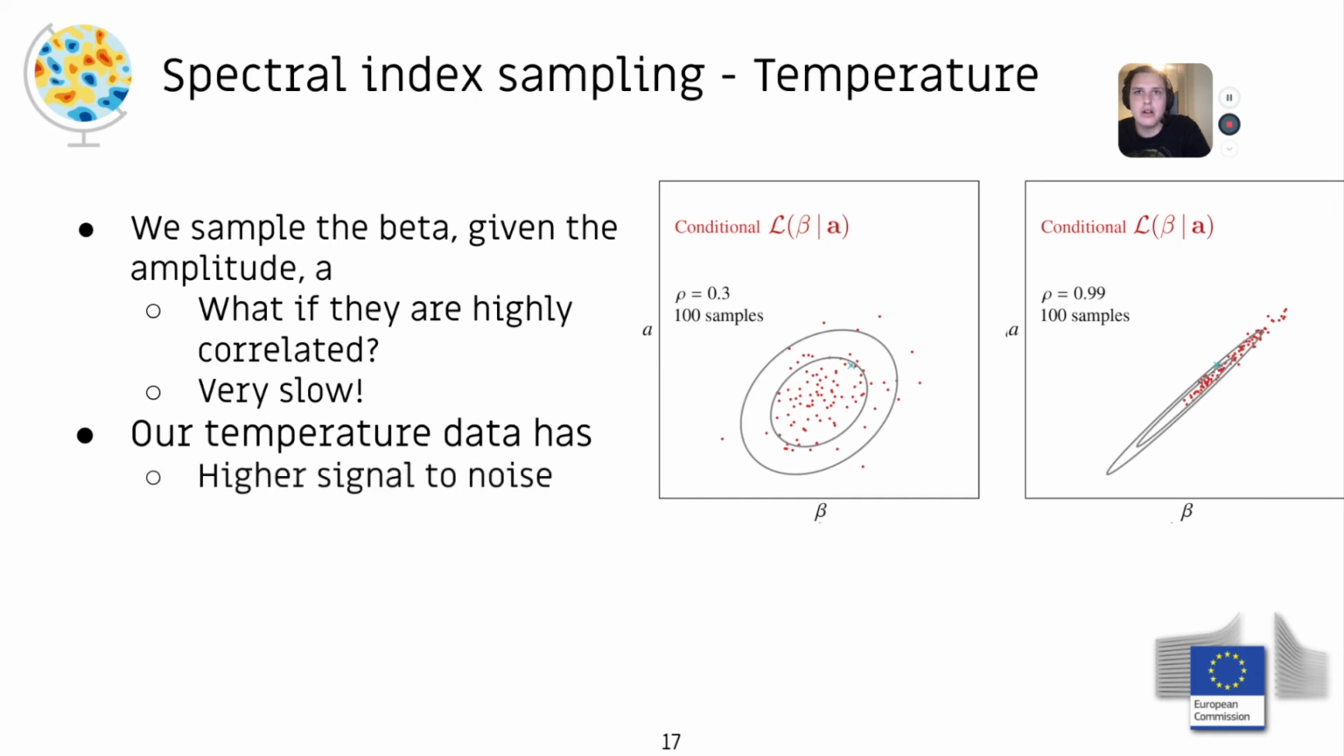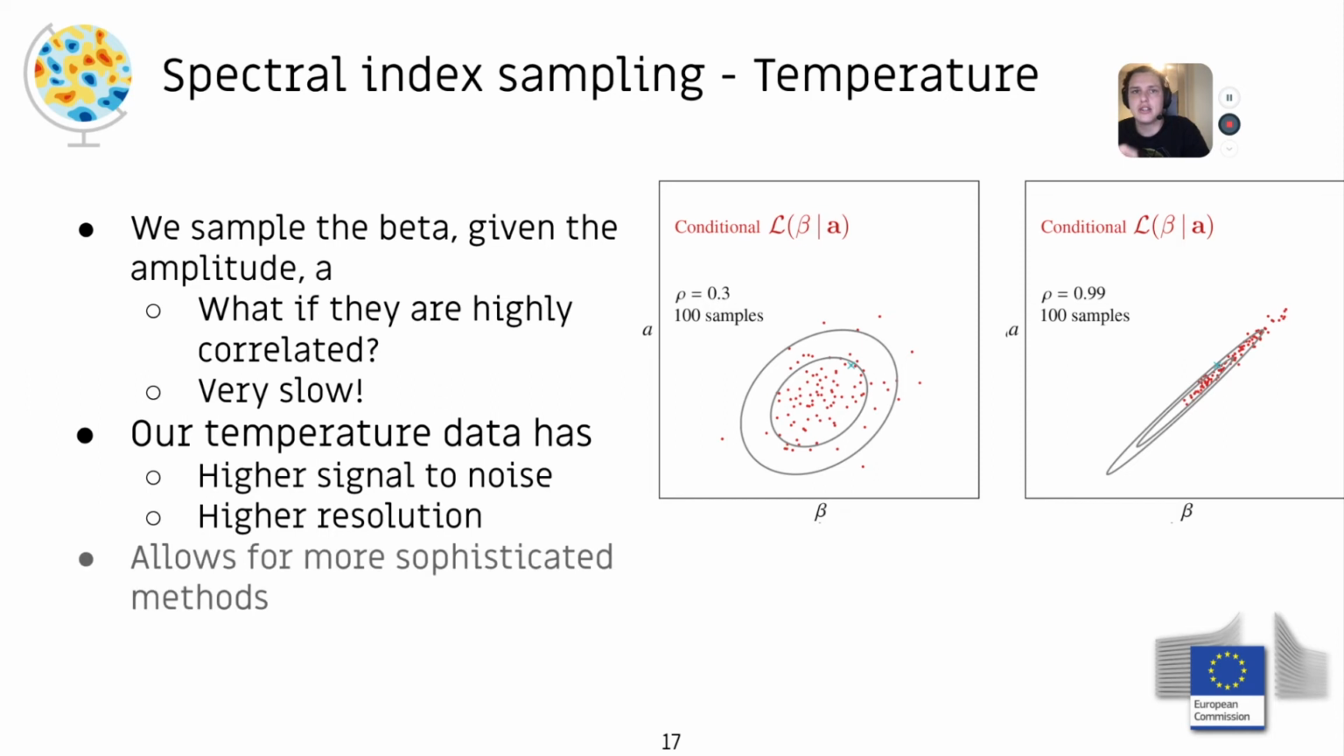So our temperature data has higher signal to noise and higher resolution, so we can actually use more sophisticated methods. So we don't get this correlation here. For example, when sampling this very highly correlated distribution on the right side, we see that we have to take many steps to make it to the center of the distribution when it's highly correlated, which we don't need to when they're not correlated.